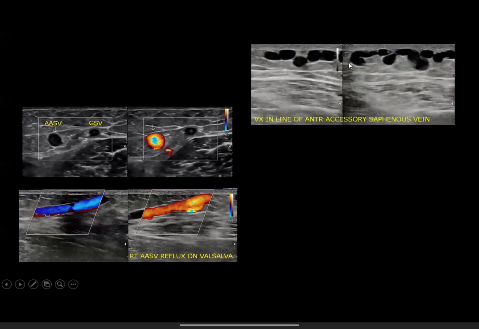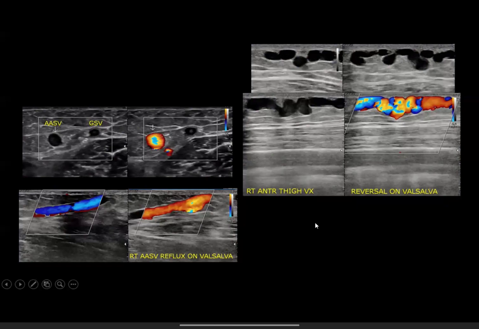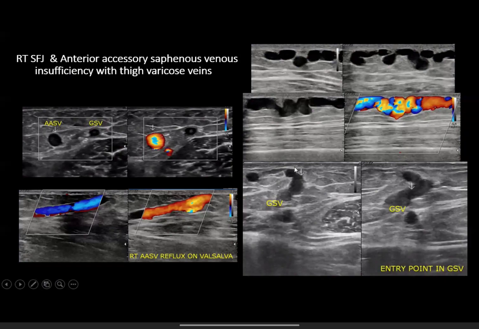Multiple anterior thigh varicose veins, as we have seen in the photograph. Blood flow and reversal. Multiple anterior thigh varicosities. And again, there was an entry point in the lower thigh. We can see a communicating channel from these superficial varicose veins, again joining the great saphenous vein just above the knee joint. This is the entry point, and this is the exit from its communication with the great saphenous vein. This is incompetent and forming varicosities, developing within this territory only.